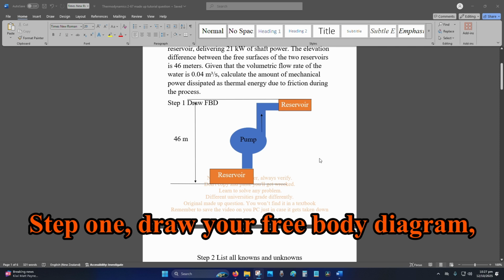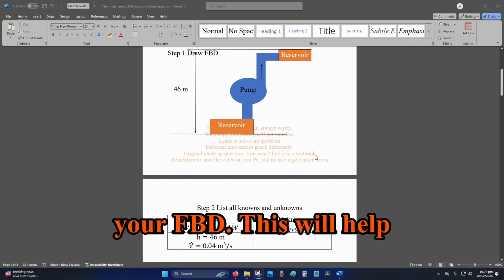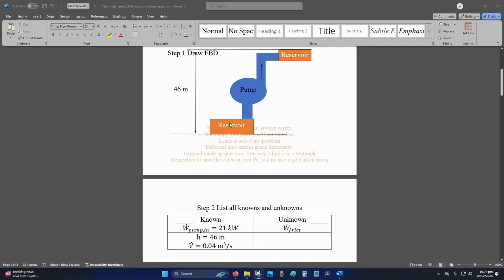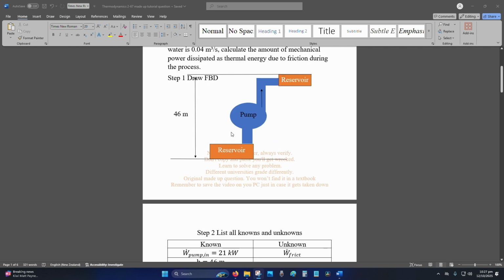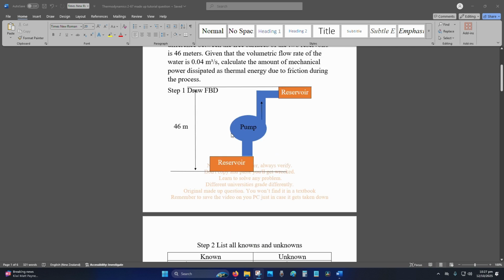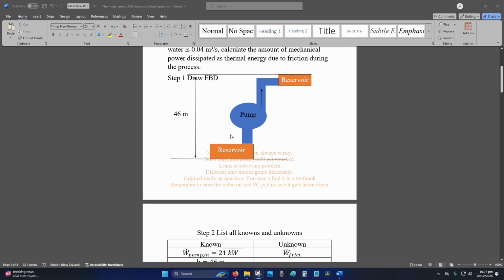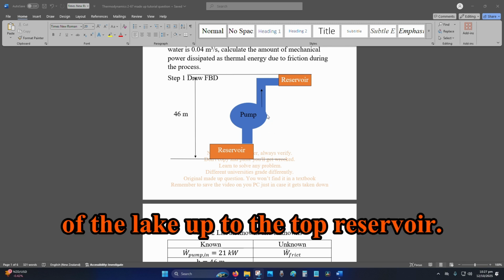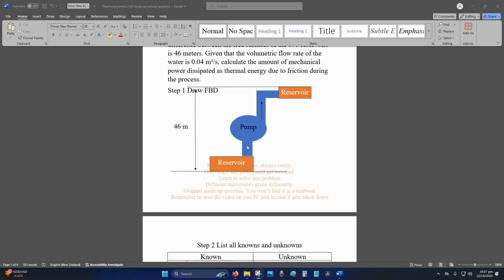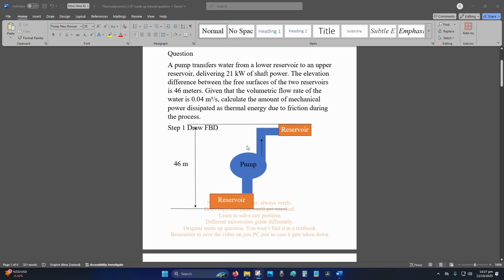Step 1, draw your free body diagram, your FBD. This will help you visualize the problem. So we're pumping a lake, and we're starting at the bottom reservoir of the lake up to the top reservoir.